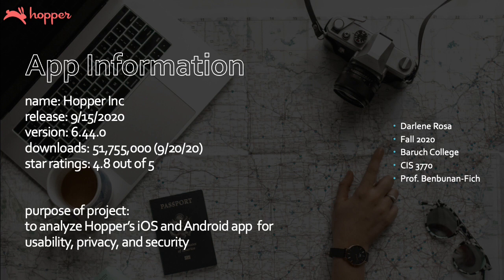The version I will be analyzing for usability, privacy, and security will be the iOS version app 6.44.0 released on September 15, 2020. It had 51.7 million downloads as of September 20th, 2020. The app has a 4.8 star rating in the App Store. For the usability think aloud method, I will be looking at the Hopper Android app. I selected Hopper because I like to travel and it's one of several apps I use when planning travel accommodations.